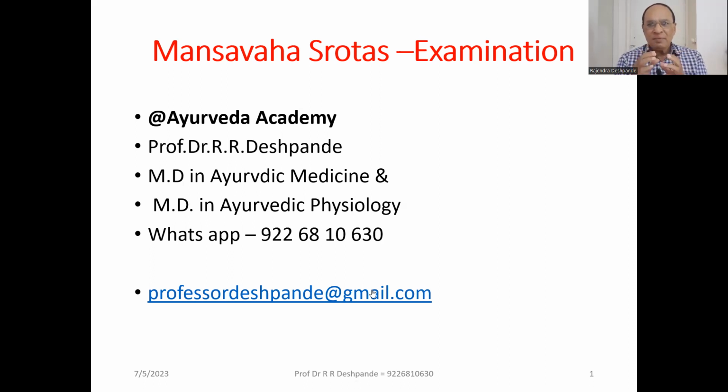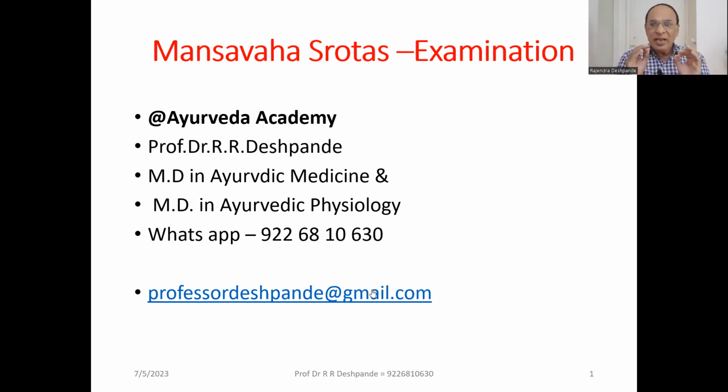Srotas is a concept where the tissue metabolic processes take place, and there are four important events: utpatti, parinamana, vahana, and utsarjana. Utpatti means creation of that particular element. Parinamana means all the metabolic processes related with that element. Vahana is transport, and utsarjana is excretion of the waste products created in that particular metabolic process.